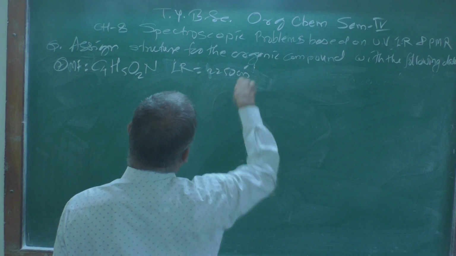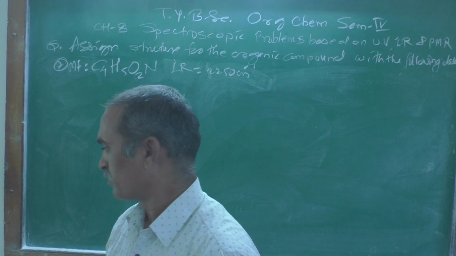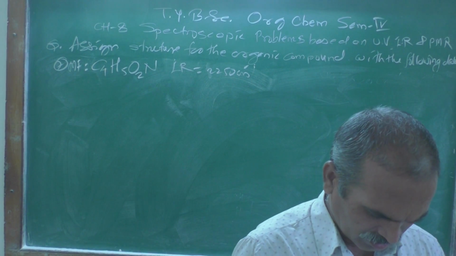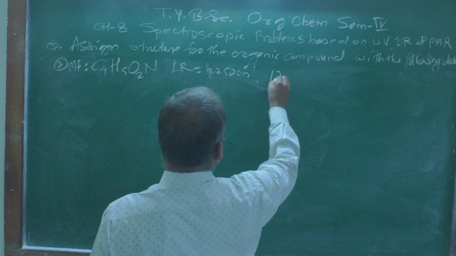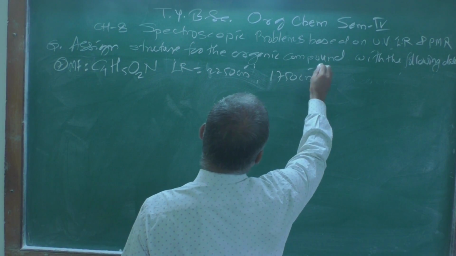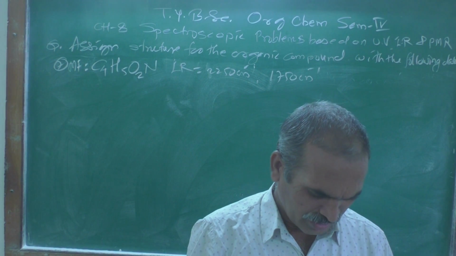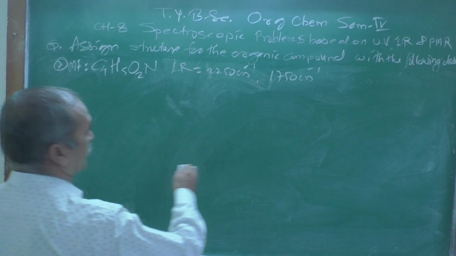2250 per centimeter and next one, 1715 per centimeter. These IR values are given. Then PMR data is also given.